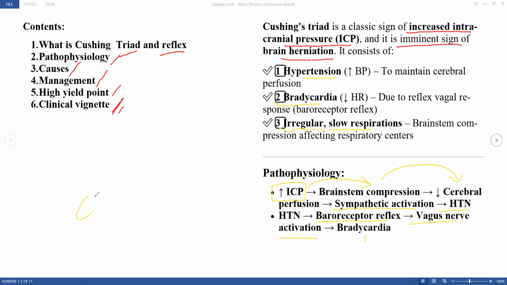So the cerebral perfusion pressure formula is mean arterial pressure minus intracranial pressure. So if mean arterial pressure is increased, it means cerebral perfusion pressure will also increase.